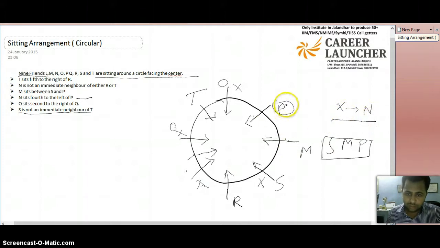Now if I reverse the places for P and S, this is S and this is suppose P, and it says N sits fourth to the left of P, so N would be 1, 2, 3 and 4. N cannot be here because there's a cross here. So these three places are not suitable for S, M and P. So I need to remove S, M and P from here, right? So SMP cannot be here. So I remove this.